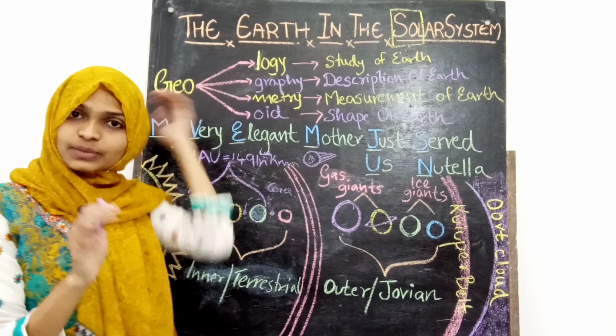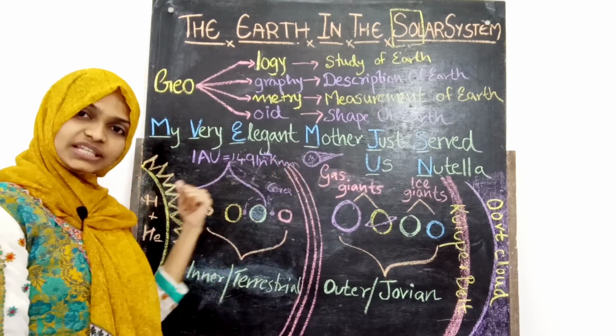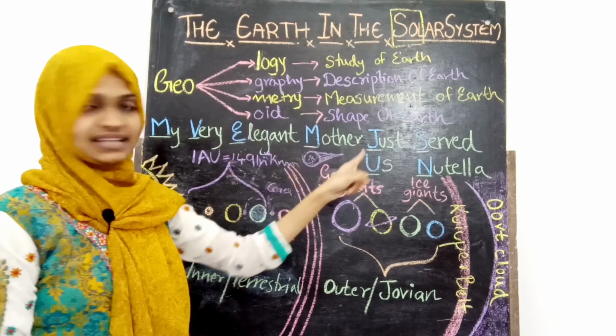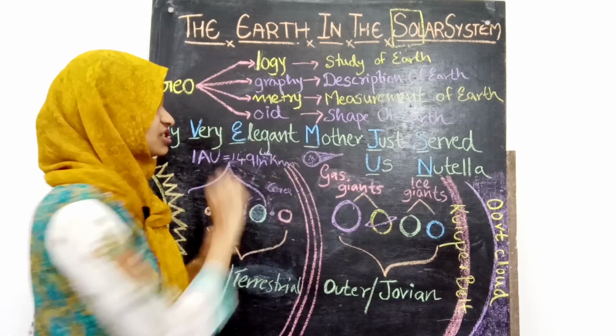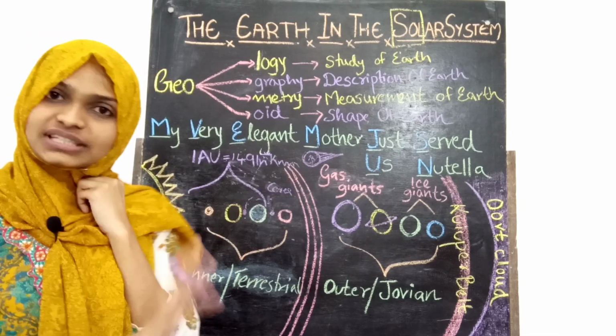So the comets will have two parts, a head and a tail. The head will always be pointing at the sun, and the tail will not be pointing at the sun. So the shape of the comet is something like this. So that's about the chapter.